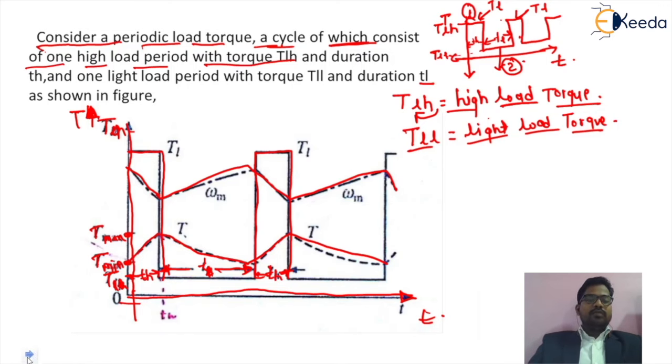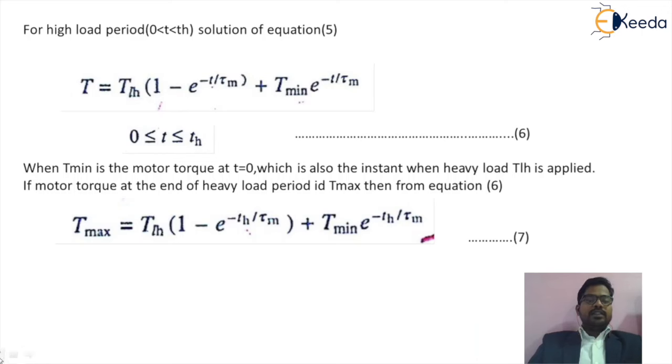We will move to the next bit, which is very important and concerned with the derivation, or finding out the value, of J, the polar moment of inertia. That will be the polar moment of inertia of your flywheel, which we connect for load equalization of your electrical drive.